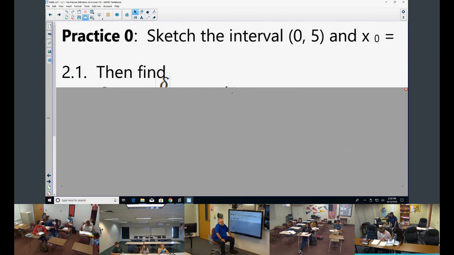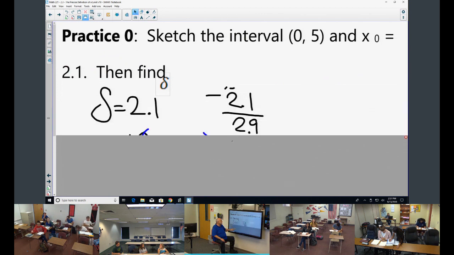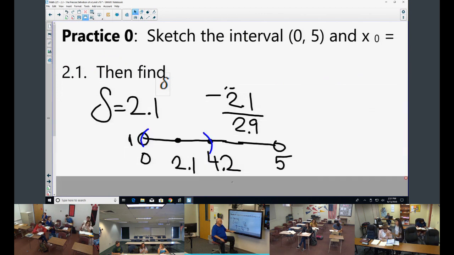Okay. So what you do, you draw the interval from 0 to 5. And then x sub 0 is 2.1. That's like your target. So if that's your target, then you measure the distance. From 0 to 2.1 is 2.1. From 2.1 to 5 is 2.9. So the smaller of those two is your delta. So delta is going to be 2.1.